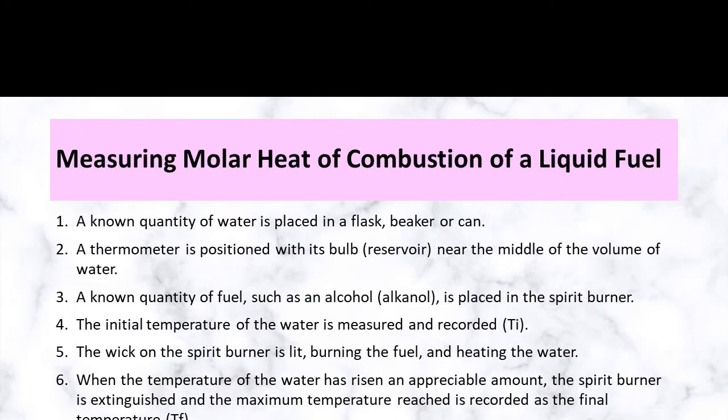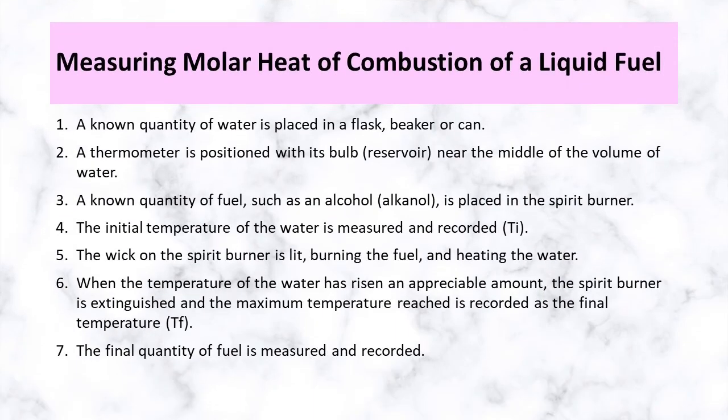How to measure molar heat of combustion of a liquid fuel? First step, a known quantity of water is placed in a glass beaker or can. Second step, a thermometer is positioned with its bulb near the middle of the volume of the water. Step 3. A known quantity of fuel, such as alcohol, is placed in the spirit burner. Step 4. The initial temperature of water is measured and recorded.